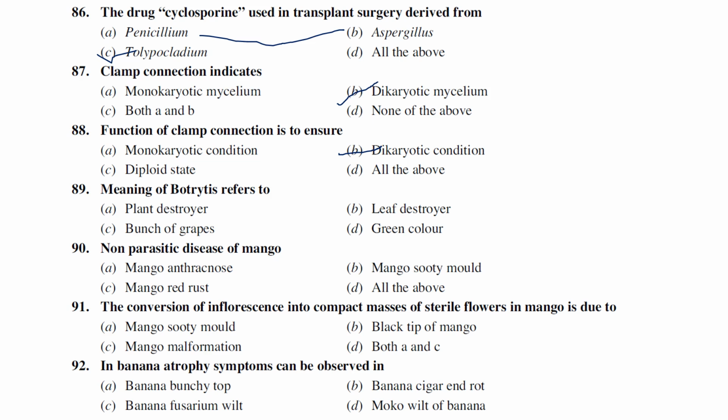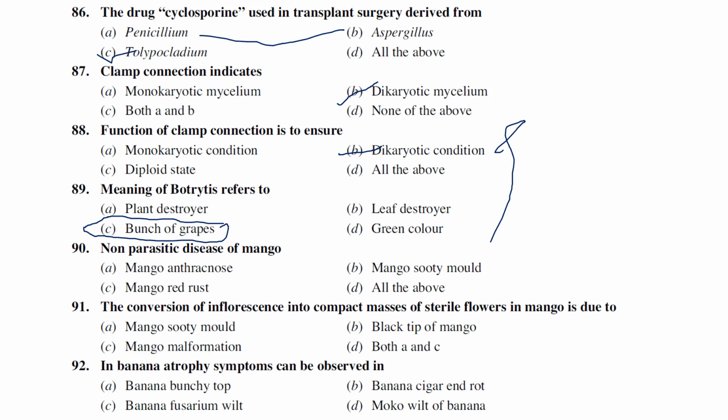Meaning of Botrytis refers to. Botrytis, Phytophthora means a plant destroyer. Botrytis probably bunch of grapes. Why bunch of grapes? Because if you see the spores, like conidia, all the spores look like a bunch of grapes or grape bunches. Probably that might be the meaning. Bunch of grapes. Non-parasitic disease of mango.